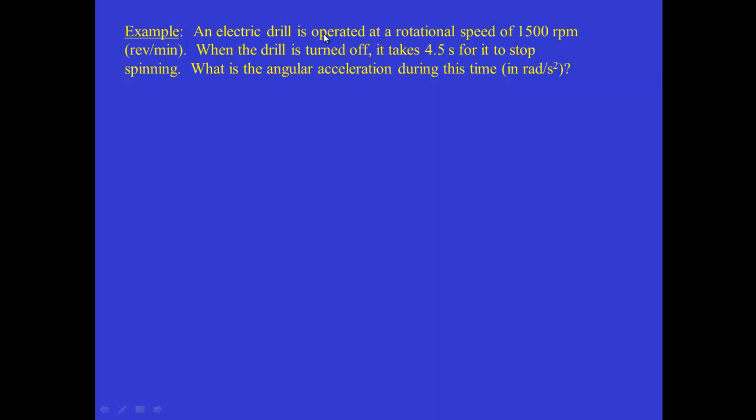Let's do a quick example here. And you have several homework problems that are very similar to this kind of problem. An electric drill is operated at a rotational speed of 1500 RPM.